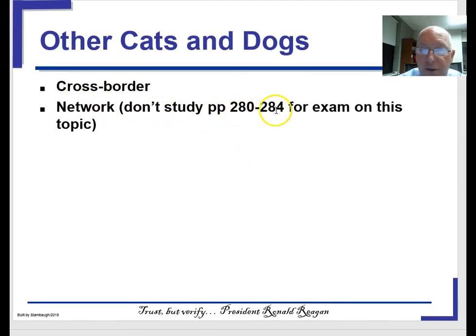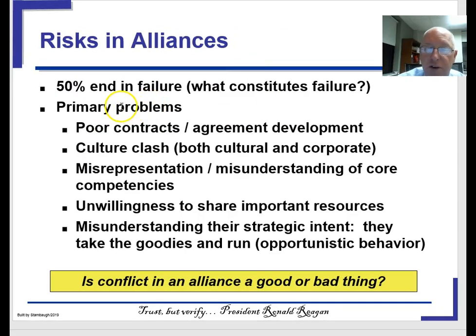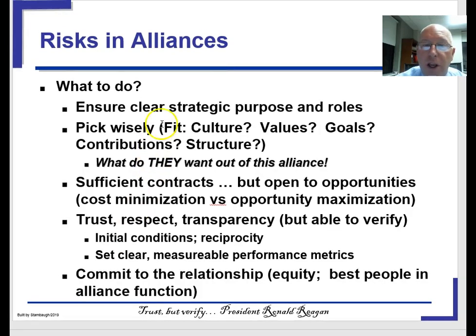Like I said, don't study these pages for the exam. There's really nothing on cross-border alliances either. There are several test questions on what makes or breaks alliances, so pay particular attention to this chart and make sure you understand conflict and opportunistic behavior. And likewise, this chart, there is a question about cost minimization versus opportunity maximization. So make sure you're familiar with both of those types of contracts. Reading the chapter is going to be the best way to review that.